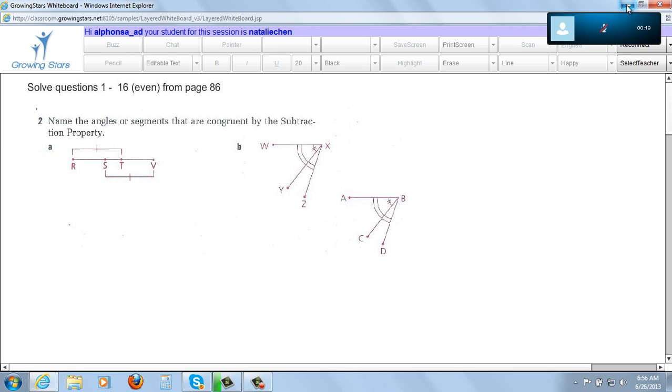Okay. So name the angles or segment that are congruent by subtraction property. Because in yesterday's session, we have seen the addition and subtraction property. So this is which angle, here this belongs to the segment and this belongs to the angles. So here we have to use the subtraction property. The segments are congruent.